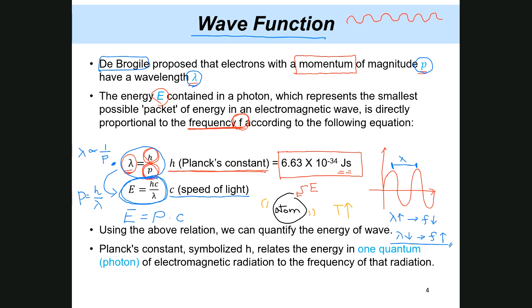So here, using this equation, we can quantify the energy of the light if we know its wavelength or resonating frequency. And also the Planck constant, symbolized h, relates the energy in one quantum, a photon, of electromagnetic radiation to the frequency of the radiation. Okay?